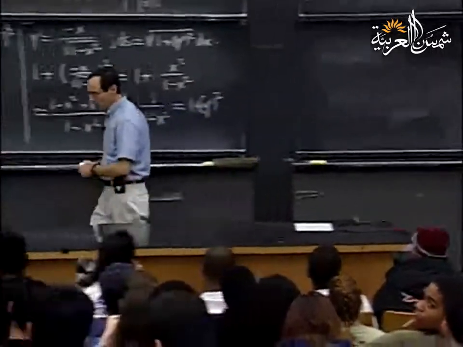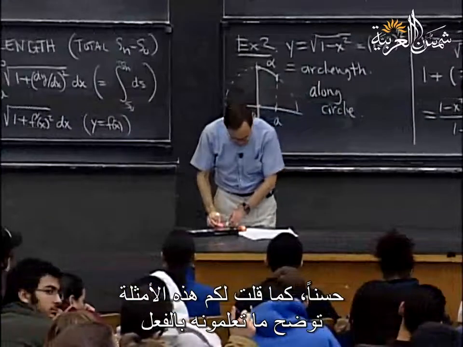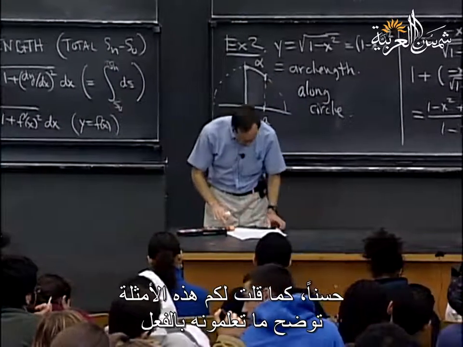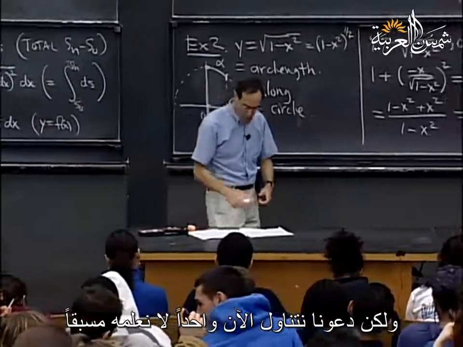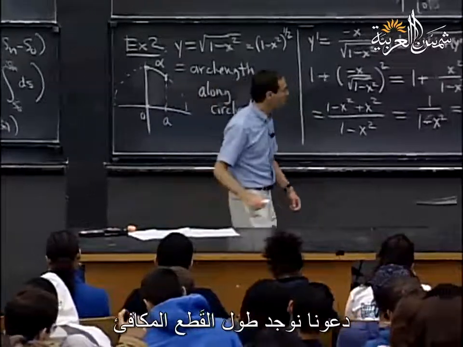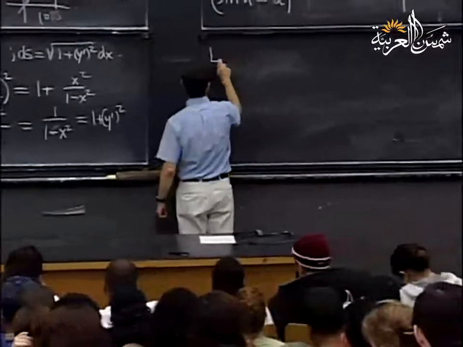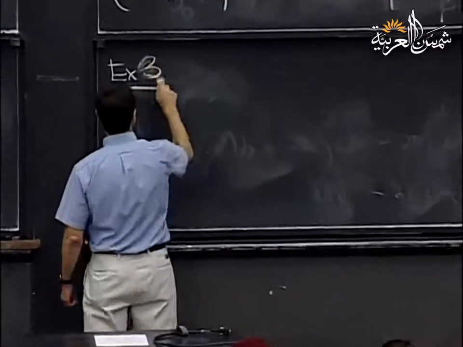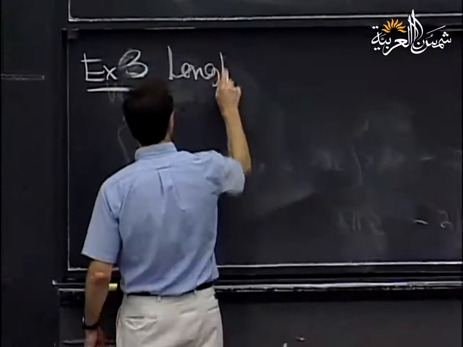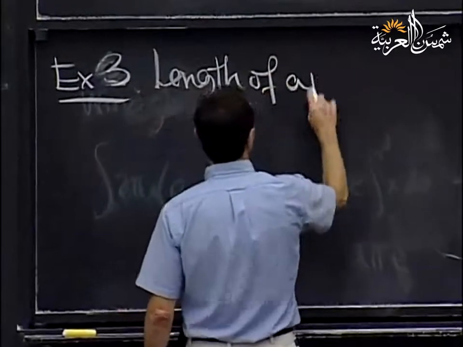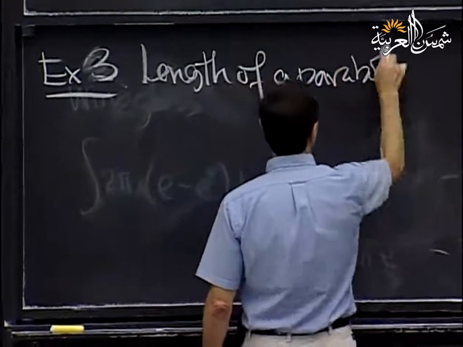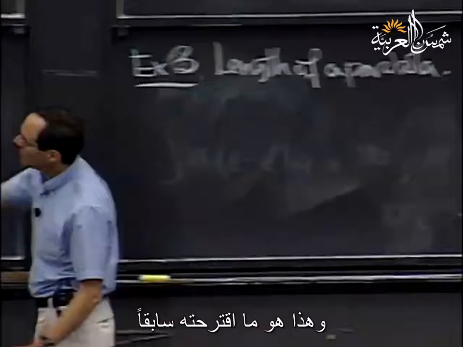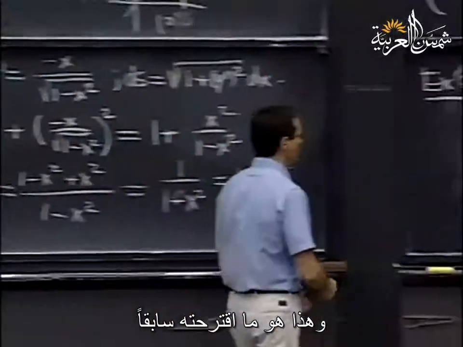All right. So these are examples, as I say, that maybe you already know. And maybe we'll do one that we don't know quite as well. Let's find the length of a parabola. This is example 3. Well, that was what I was suggesting we were going to do earlier.